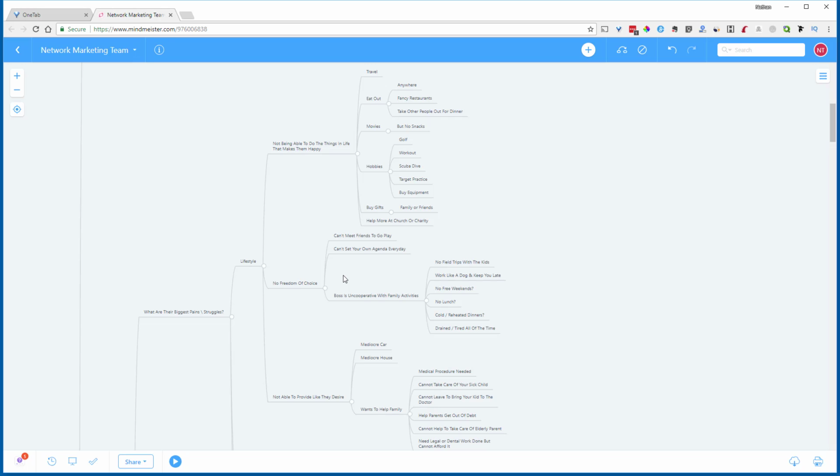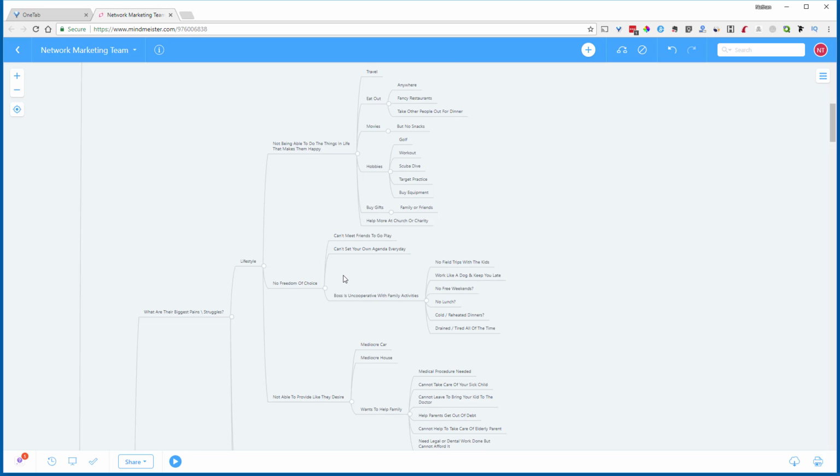Also, kind of going back to the boss thing, maybe their boss is not cooperative with family activities, so they can't go to the field trips with their kids. They work like a dog. They stay up late. They get home, barely have anything to eat for dinner. Maybe have to warm it up because it's cold, and the kids are already in bed. They didn't get to kiss them goodnight. These are all things that matter. They're pains, they're struggles for my target audience.